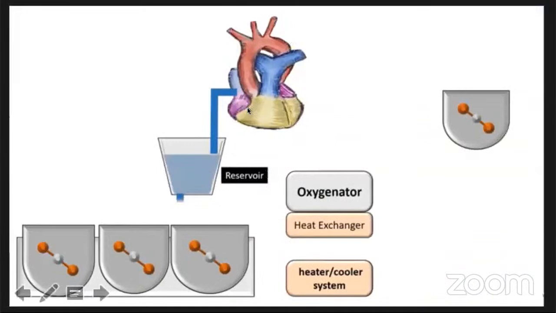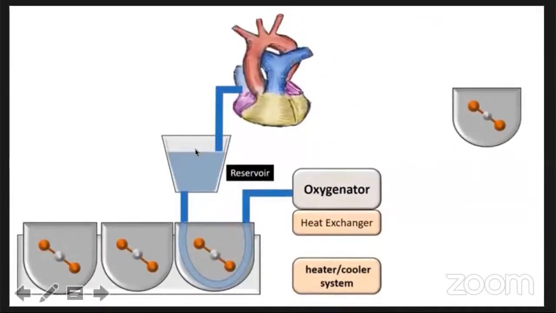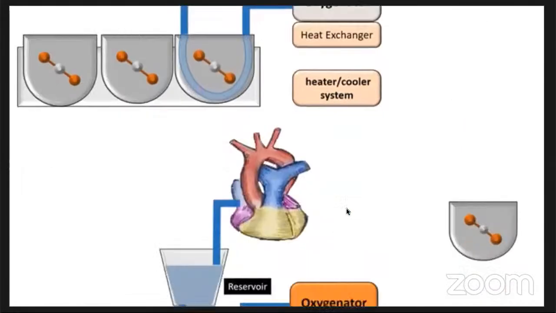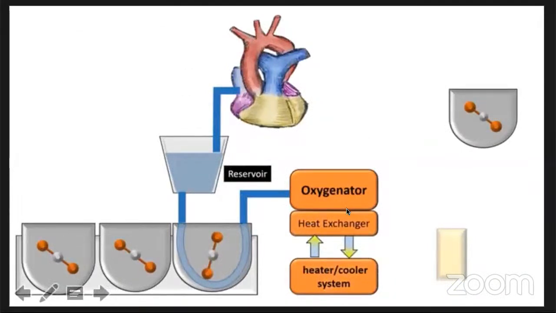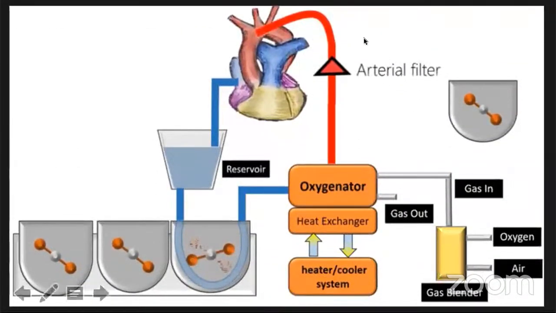So the blood will drain through the venous line into a venous reservoir bag. And then the blood will be pumped through a centrifugal or roller pump to an integrated oxygenator with a heat exchanger unit for temperature control and gas exchange. And then the blood will return back through an arterial filter to the arterial circulation by the A-line.